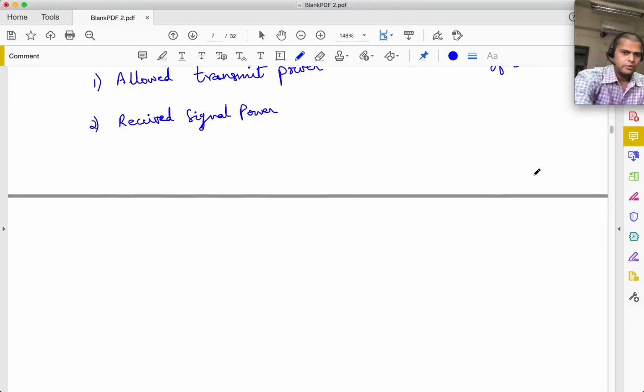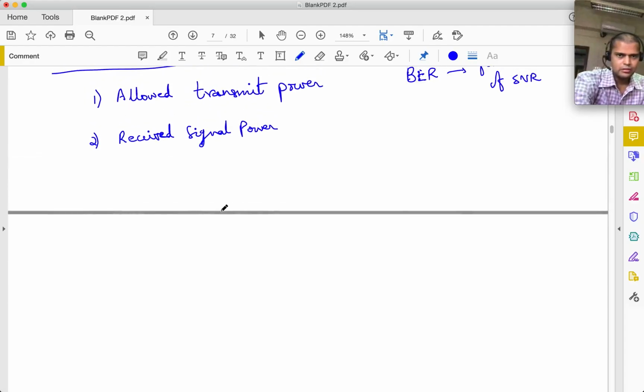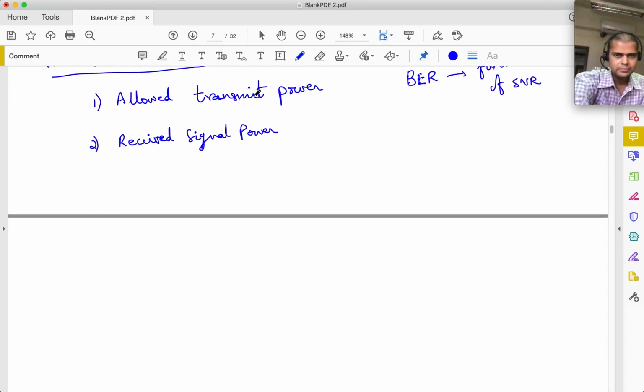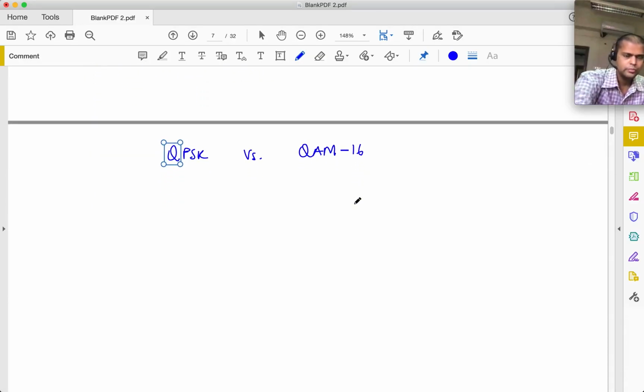So let's think about it. So there are several options. So suppose, let's say that the attenuation is fixed. Okay, so you are allowed to transmit at a particular power, and the signal gets attenuated by some amount. So let's look at this QPSK versus QAM16. Suppose you had a choice between those, right? Whether you're sending 2 bits per signal that you're sending out, or 4 bits.